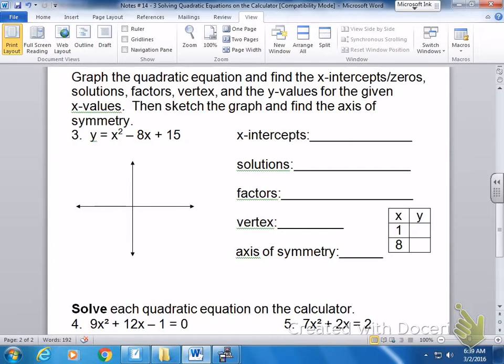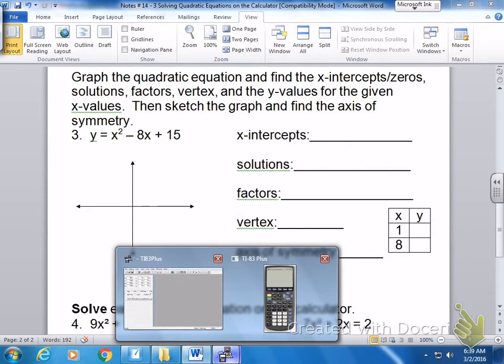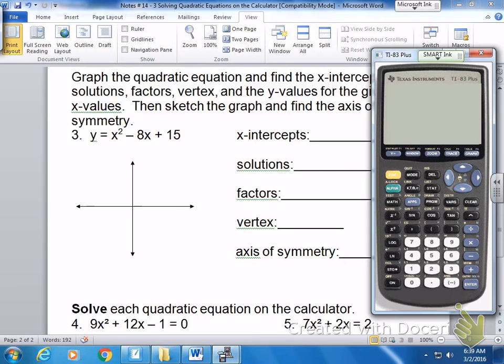So the first thing we have to do, of course, is get out our calculator. We're going to have to enter all our information into the calculator. So y equals, I'm going to clear out the top one. My new equation is x squared minus 8x plus 15. I've got my y2 as well. So let's go ahead and look at the graph.